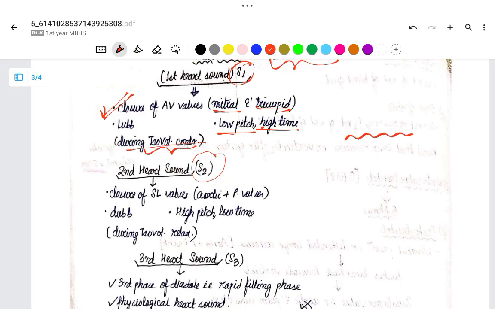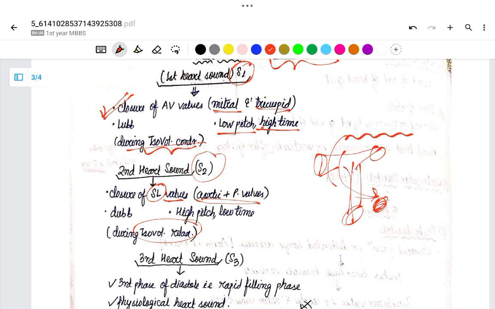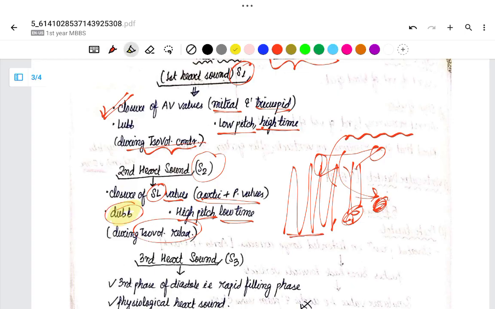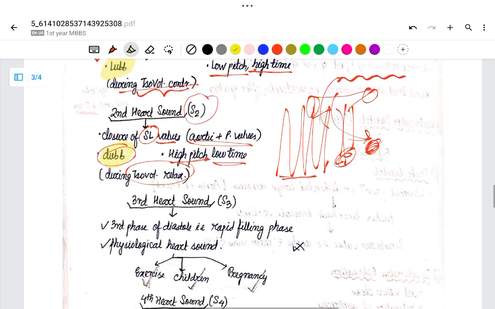The second heart sound, S2, is the closure of the SL valves, the semilunar valves, the aortic and pulmonary valves. When does it occur? In isovolumetric relaxation, because the pressure in the distended large arteries, the pulmonary trunk and aorta, forces the semilunar valves to close. It is high pitch, low time. The pitch is very high, very shrill, but the time is low. It is lub, then dub. So lub is the first, dub is the second.